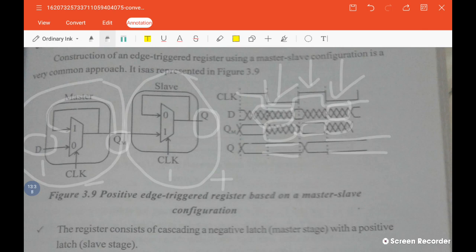In the next video, we will be discussing the same master slave edge triggered register at the transistor level implementation. Thank you, students.